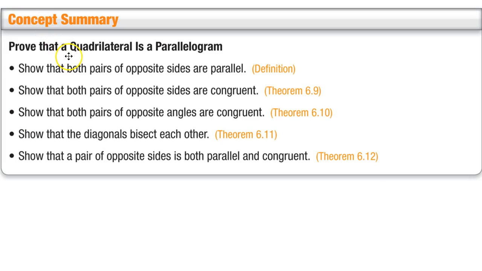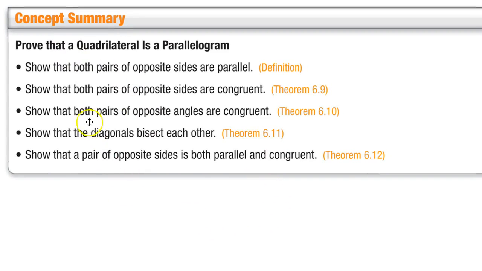So, how could you prove that a quadrilateral is a parallelogram? Show that both pairs of opposite sides are parallel. That's by definition. Show that both pairs of opposite sides are congruent. Show that both pairs of opposite angles are congruent. Show that the diagonals bisect each other. And show that a pair of opposite sides is both parallel and congruent. So those are 5 ways to prove something's a parallelogram.